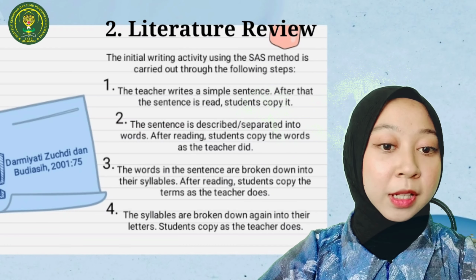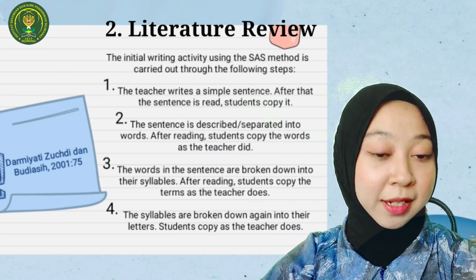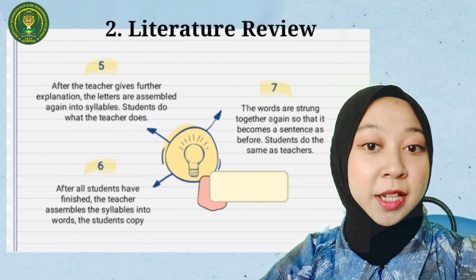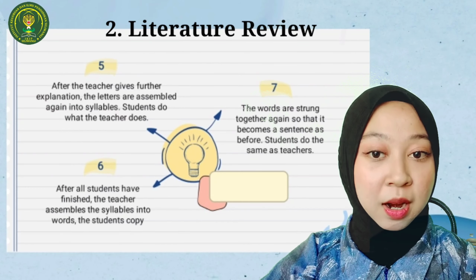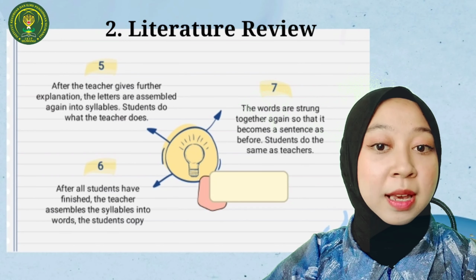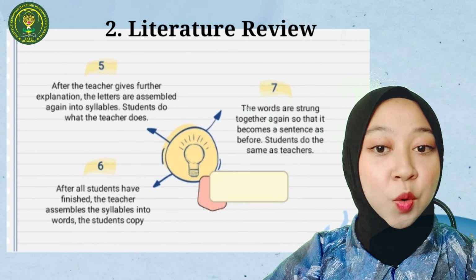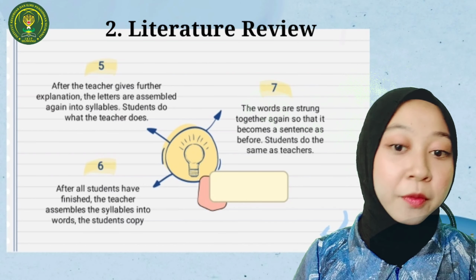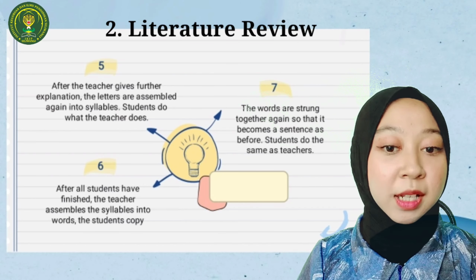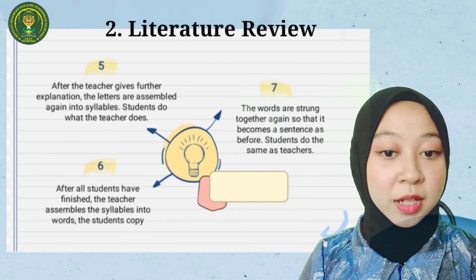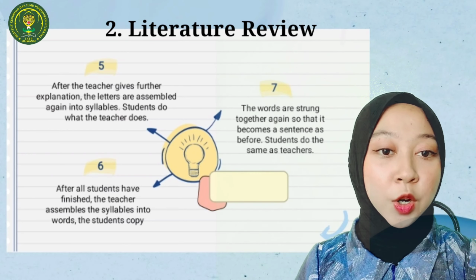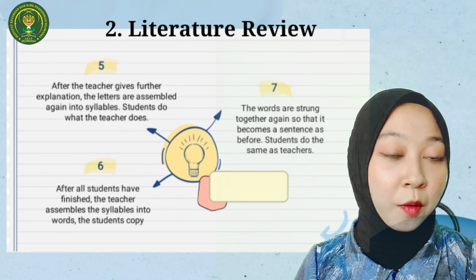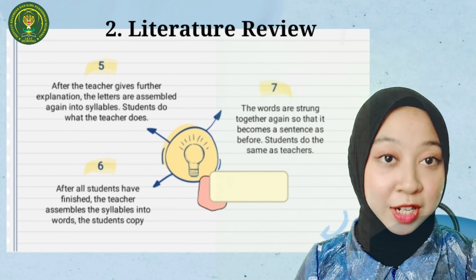4. The syllables are broken down again into their letters. Students copy as the teacher does. 5. After the teacher gives further explanation, the letters are assembled again into syllables. Students do what the teacher does. 6. After all students have finished, the teacher assembles the syllable into words. The students copy. And 7. The words are strung together again so that it becomes a sentence as before. Students do the same as teacher.